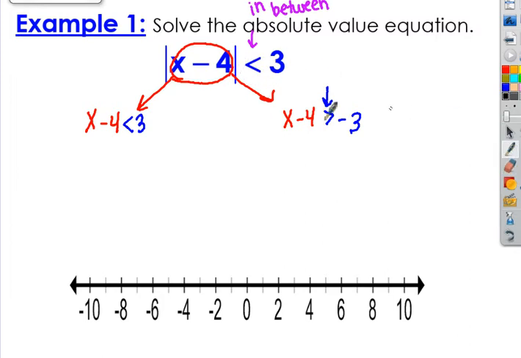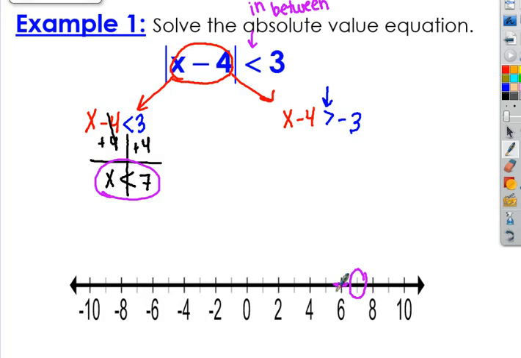Alright, so now I'm going to solve for x. I'm trying to get x by itself, so I'm going to add 4, and x is 7. And I didn't multiply or divide by a negative, so my sign stays the same. So if I was to graph this part, I would say x is smaller than 7. So I would put an open circle at 7, and I would start going this way.